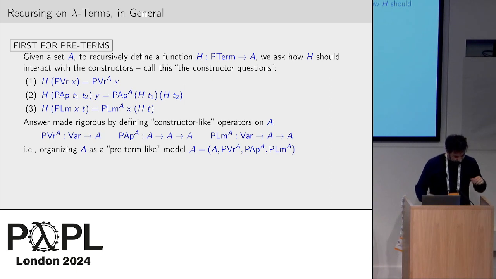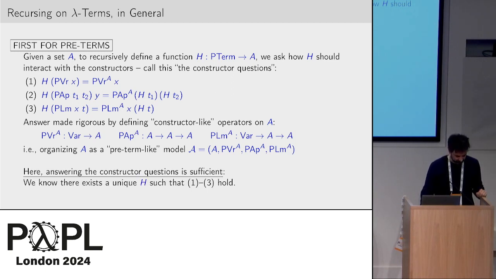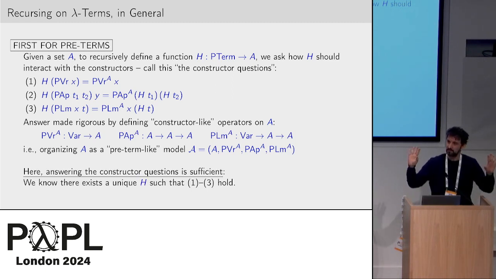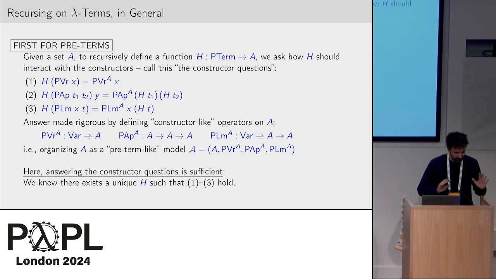Okay. So what this really means is that we organize the target domain into a pre-term-like model. So we define operators that have the same hierarchies as the constructors. And this is all. So for a free data type, we have this definition guaranteed to be correct by the standard recursion theorem for free data types.